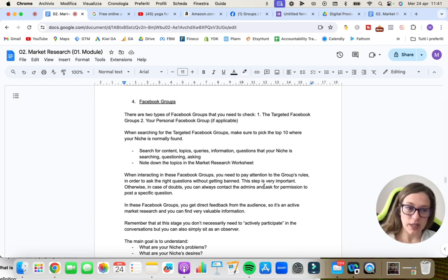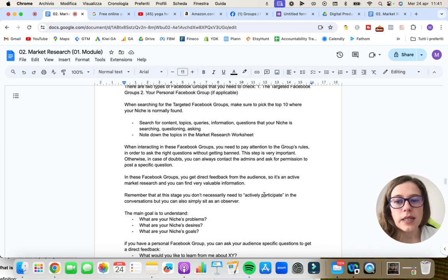This is actually a downside sometimes because they're too strict. This step is very important. Otherwise, in case of doubts, you can always contact the admins and ask for permission to post a specific question. In these Facebook groups, you get direct feedback from the audience, so it's an active market research, and you can find very valuable information. Remember, at this stage, you don't necessarily need to actively participate in the conversation, but you can also simply sit as an observer.